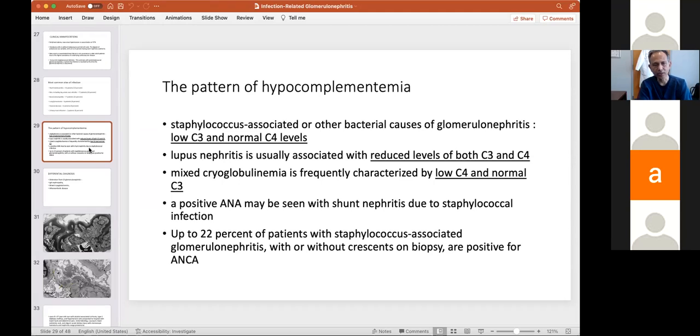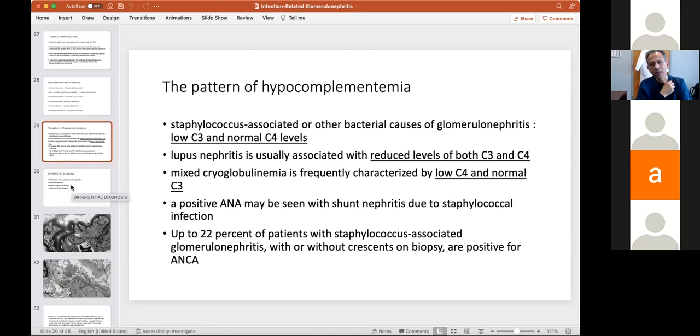complement abnormalities. So when you have a patient with Staphylococcus-associated GN, you will see low C3 and normal C4. When you have a patient with lupus, basically both C3 and C4 are low. When a patient has mixed cryoglobulinemia, in that case, you will see C4 will be low, not C3.